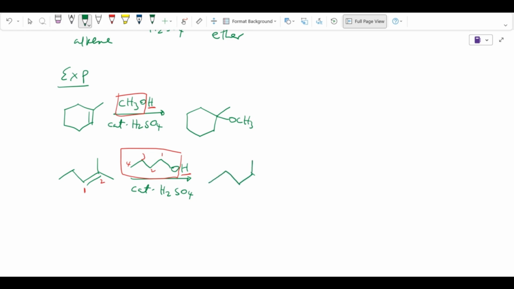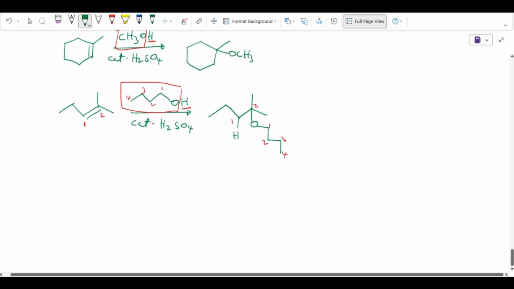So the product of this reaction will be such that you break the pi bond, add hydrogen to carbon 1, and the alkoxy group will be attached to carbon 2. So the oxygen forms a bond with carbon 2. That oxygen has 4 carbons attached to it, so you have 1, 2, 3, 4. And that's going to be the product of the reaction. It's easy and straightforward. Now, what does the mechanism of this reaction look like? That's what we'll be considering shortly.